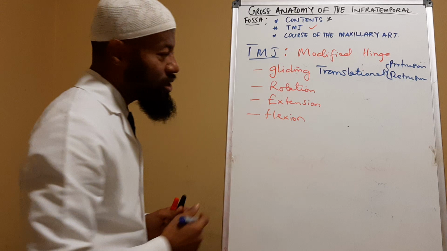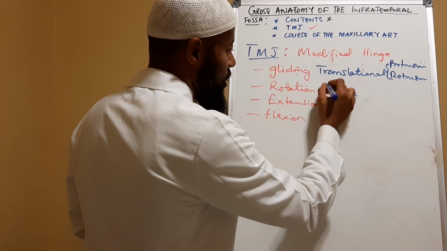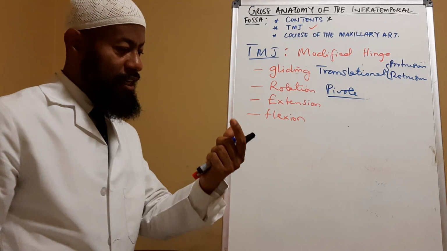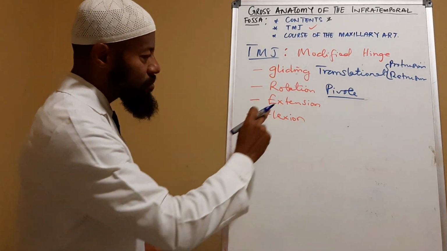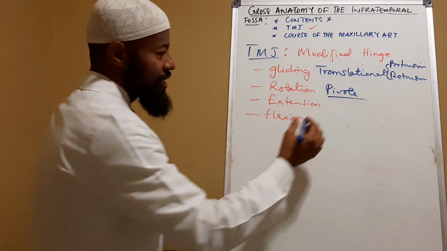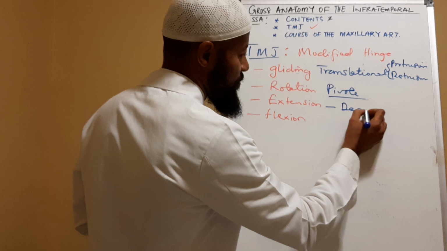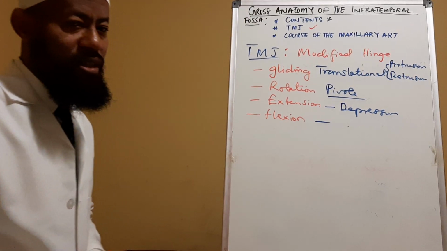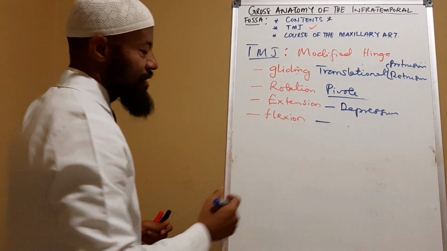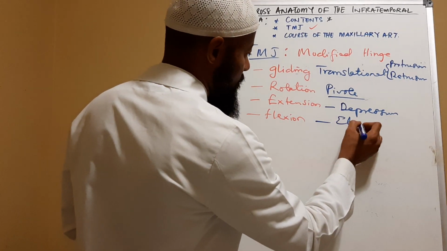The rotational kind of movement is a pivot movement, a rotational kind of movement at a fixed point. And the extension is more of a depression kind of movement. And the flexion is more of an elevation kind of movement.